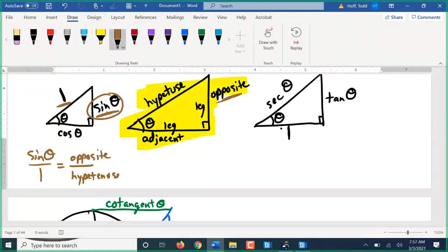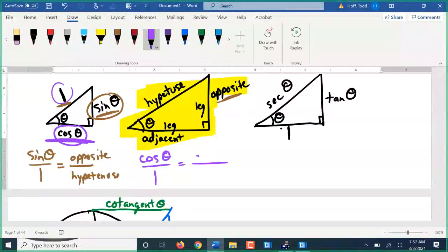Well, let's look at cosine here. I'm going to compare cosine also back to the 1. Going to the highlighted triangle, which side of that highlighted triangle corresponds to the cosine? The side corresponding to the 1 is still the hypotenuse. Cosine of an angle is equal to the length of the adjacent side divided by the length of the hypotenuse.